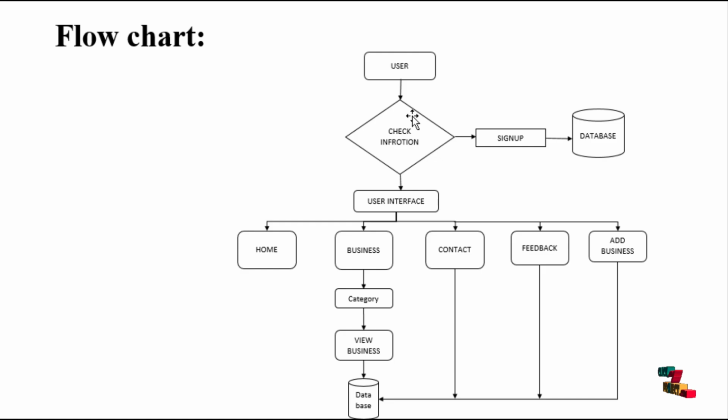In the flow of the client, when the user checks the information, they will sign up on the register page, and the sign up is registered in the database. To show the user interface: the user interface has the home, business, contact, feedback, and add business pages. The business page lists the categories to view the businesses, which will be stored. The contact details will be stored in the database.